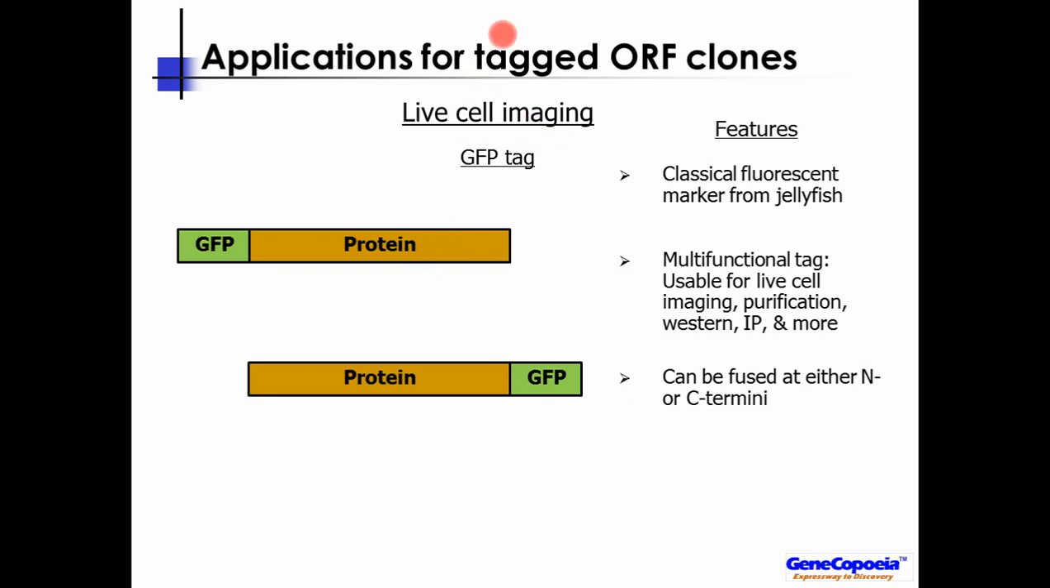Now I'm going to talk about live cell imaging, and one of the classic tags for live cell imaging is the GFP tag. GFP, as you may know, is a classic fluorescent marker from jellyfish. And it's actually a multifunctional tag. It's usable for live cell imaging, but it can also, in certain instances, be used for purification, Western, and IP. And again, the GFP tag can be fused at either the N or the C terminus.